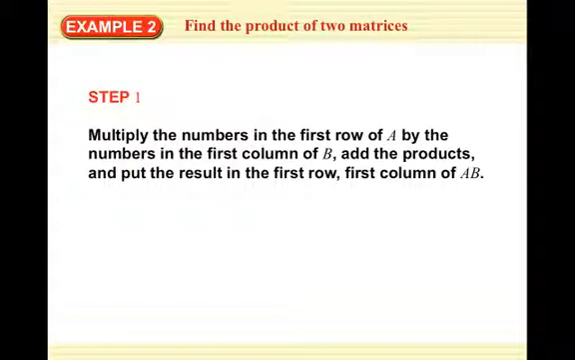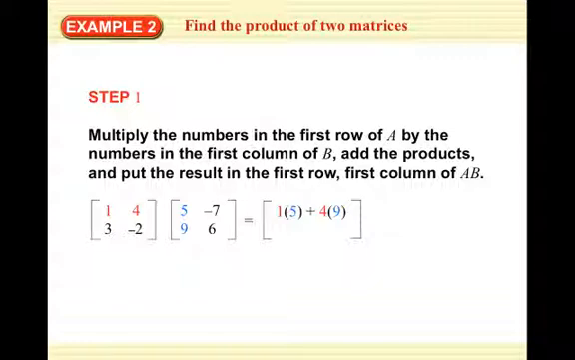Okay, so step 1, we're going to multiply the numbers in the first row of A by the numbers in the first column of B, add the products, and put the results in the first row, first column of AB. So you can see on the PowerPoint here, we've written the elements of the first row of A in red and the first column of B in blue. And you can see we do 1 times 5 plus 4 times 9.